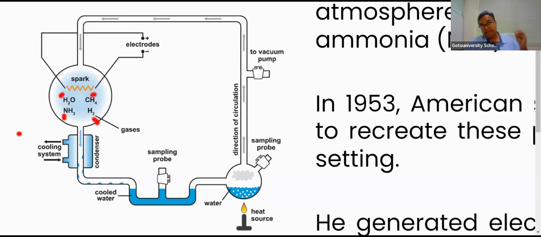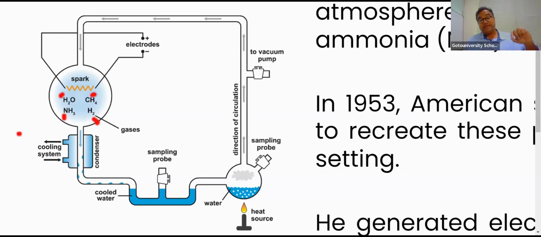In this spark area, we are giving the current at the differential voltage gradient by using the electrodes. And in this particular electrical circuit, what happens exactly? The gas combination produces the amino acid. So this concept we can say with a hidden sentence. Many inorganic molecules like methane, ammonia, hydrogen, and water vapor combine and make the organic amino acids.